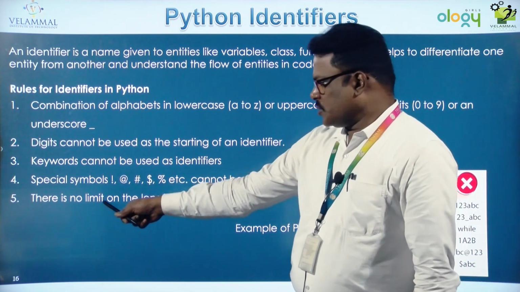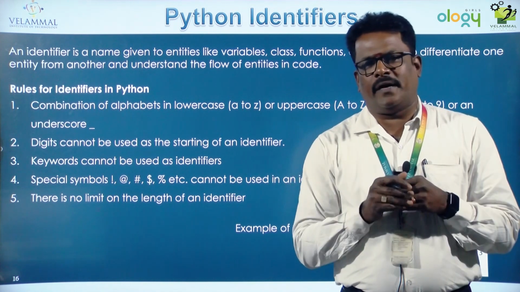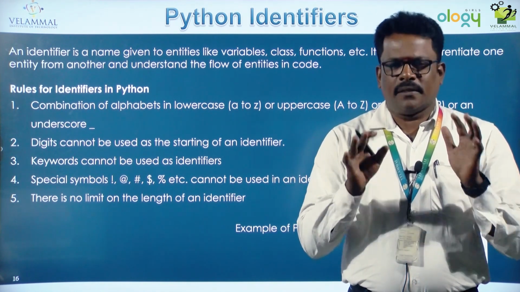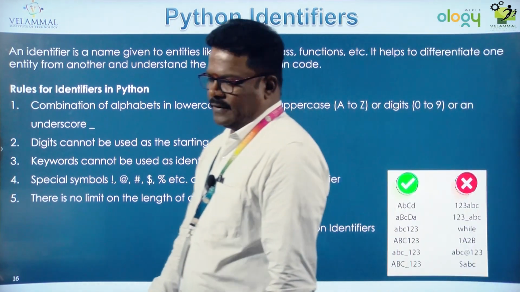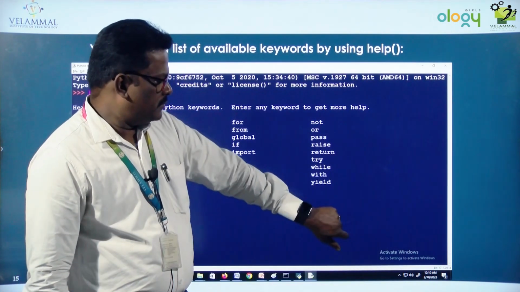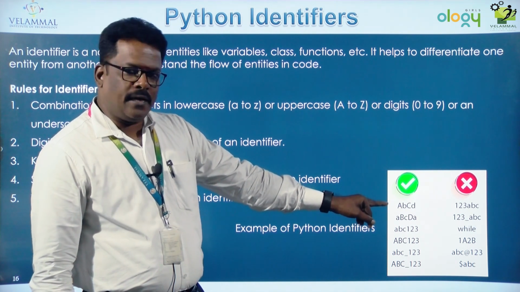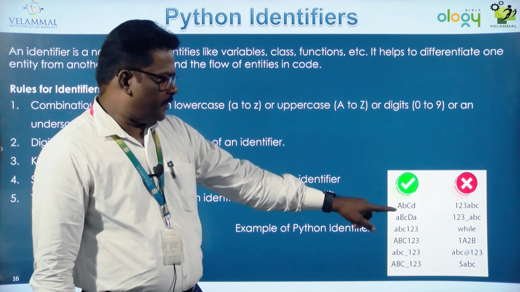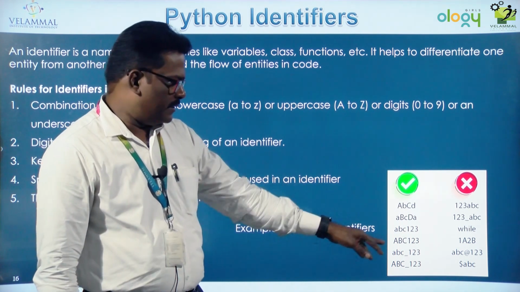There is no limit on the length of an identifier. You can give any number of alphabets. There is no limit. This is what the identifier is. So for valid identifiers, we can see some examples. The first one is uppercase A, lowercase b, uppercase C, lowercase d. It is valid, it is accepted.